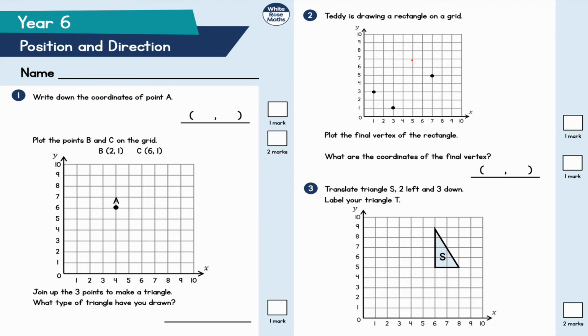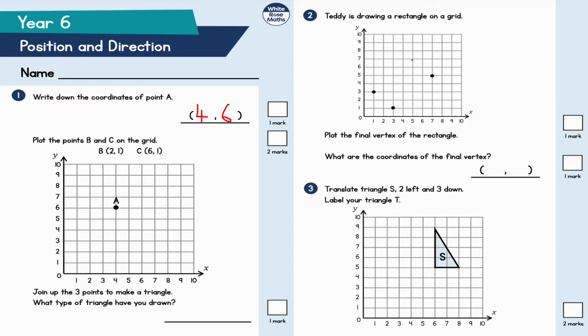Okay, we're now looking at position and direction from Year 6 White Rose Maths. This is question number 1. Write down the coordinates of point A. So it's across the corridor up the stairs. So it's across 4 and then up 6.